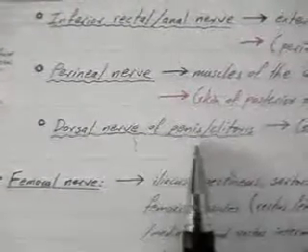Next we have the pudendal nerve. The pudendal nerve has three main branches: the inferior rectal or inferior anal nerve, same thing, the perineal nerve, and the dorsal nerve of the penis or clitoris, males, females.